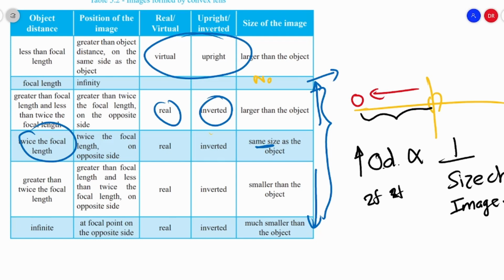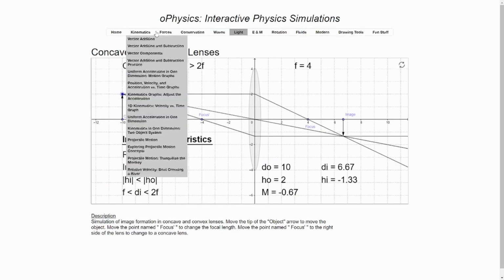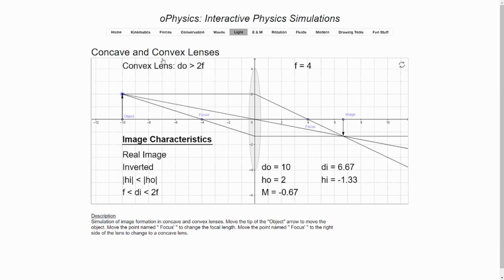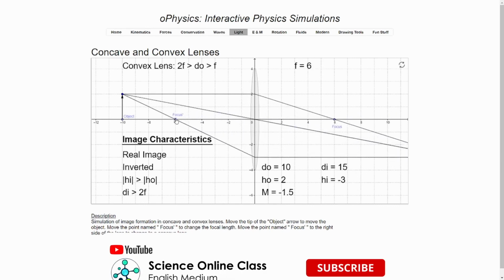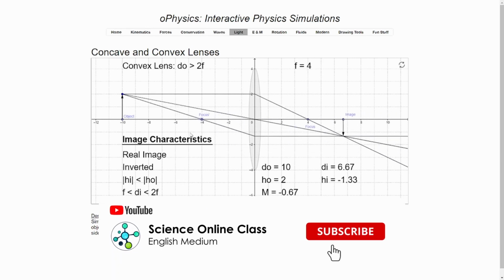Let's move to the website where we can practice these different positions. This site's name is Physics. I put the link in my description. You can follow it and move to this lens. Here you can see the focal point and the object position. What you need to do is change the focal point. Just take it like this. Then here you can change the focal point.